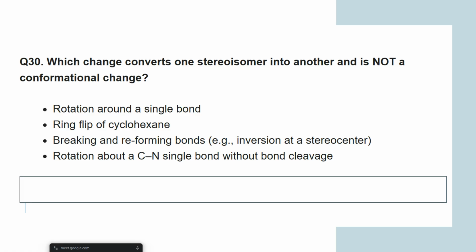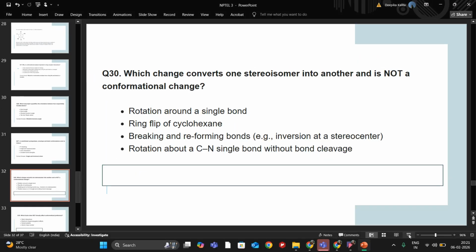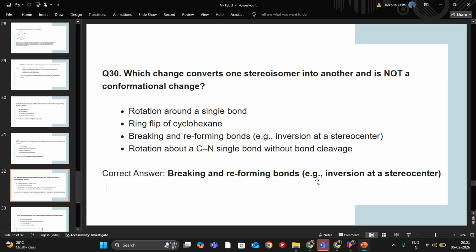But breaking and reforming bonds is not allowed when we are talking about conformational change. Okay, hence out of these four options, we will choose the third option, which is saying that breaking and reforming bonds will not be a conformational change. Yes, so we are going to choose option 3 as the correct one.